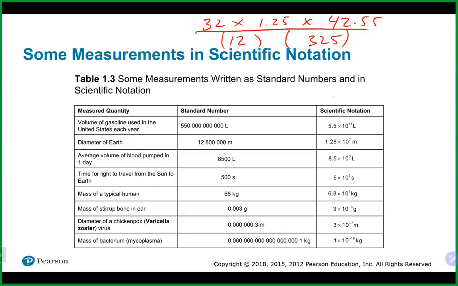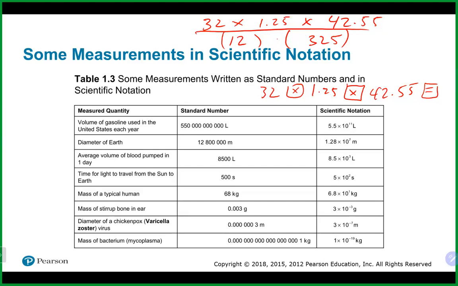So if I were to do this, I would go 32, hit my multiplication button, 1.25, hit my multiplication button, and then 42.55. That takes care of everything on top, right? It's really important at this point to hit a very important button, which is the equal sign. Yes, hit the equal sign at this point. Now, what you should do is go back and divide by what's on the bottom. You're going to be tempted to divide by everything on the bottom all at once, and you will get the wrong answer. So don't do that either. When there are multiple things on the bottom, you can just divide by each one separately.